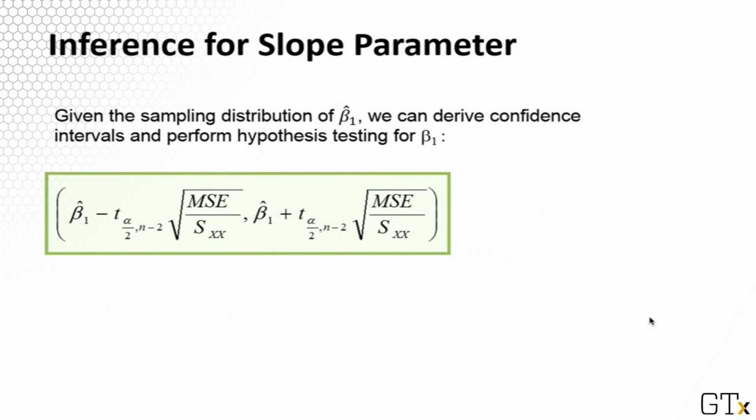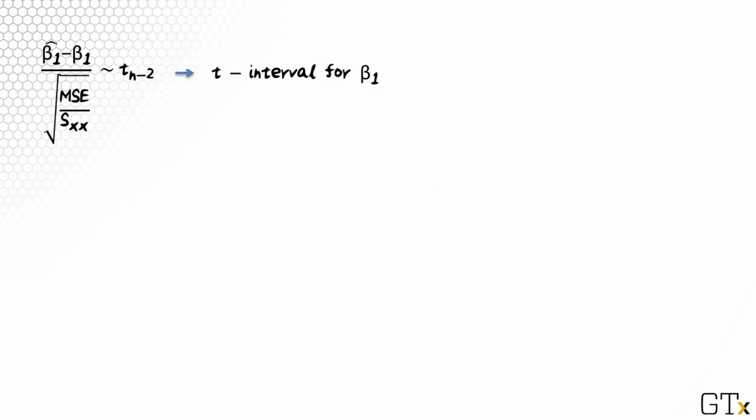And we're going to use this sampling distribution to derive confidence intervals and also to perform hypothesis testing procedures with respect to beta 1. So this is the confidence interval for beta 1, and this is based on the assumption that we have normality, the deviances are normally distributed, or the y's are normally distributed. So let's look a little bit at this confidence interval.